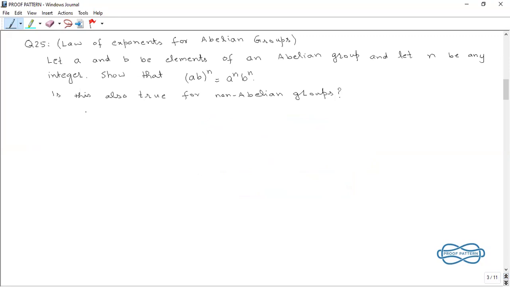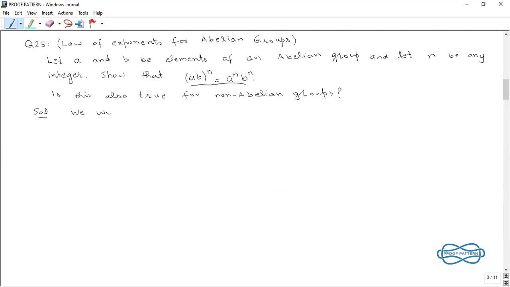Question number 25 is actually the law of exponents for an abelian group, and the statement is: let a and b be elements of an abelian group and let n be any integer, then show that (ab)^n is equal to a^n b^n. And it is also asked, is this also true for non-abelian groups? So let's start the solution.